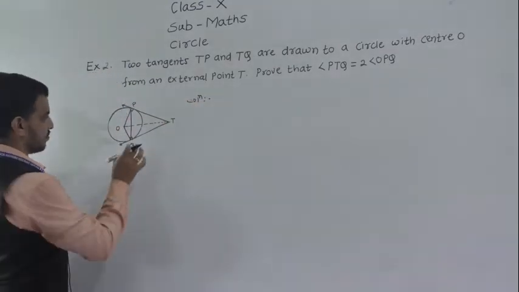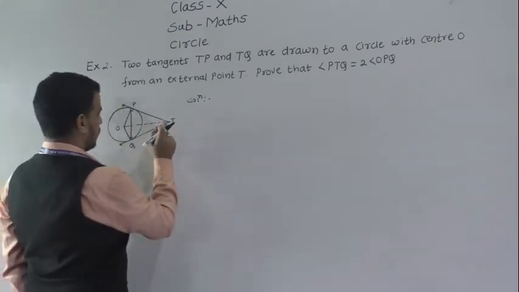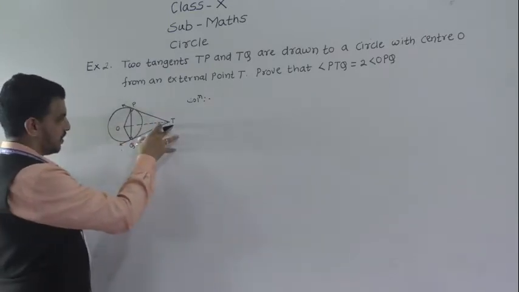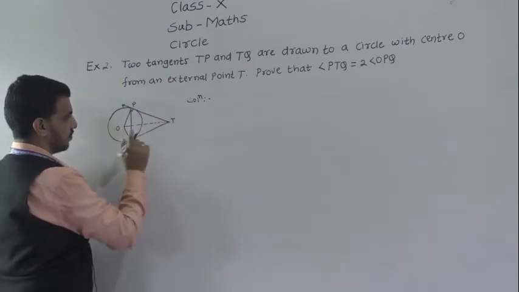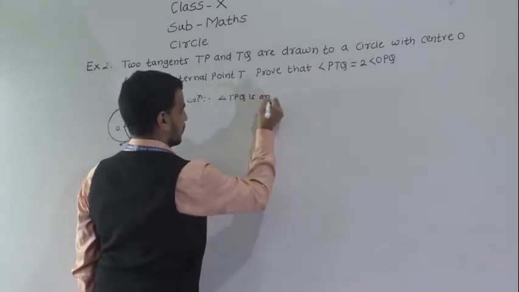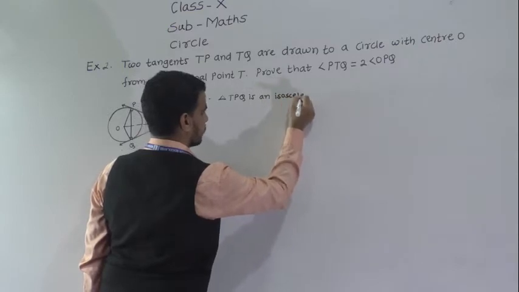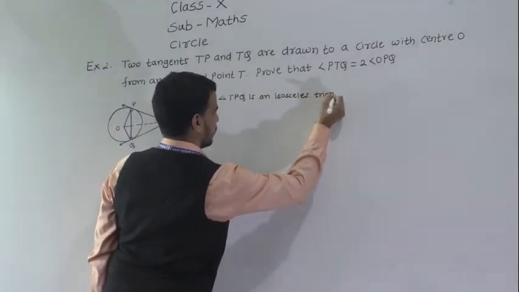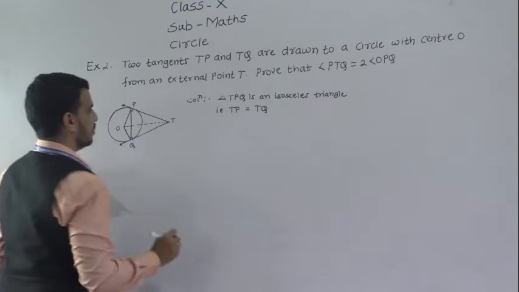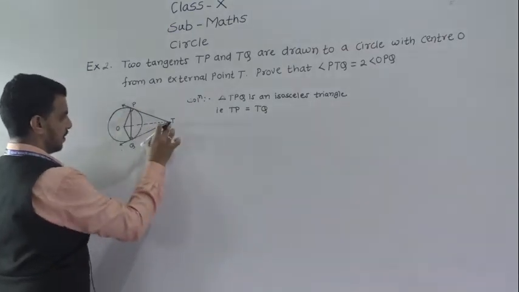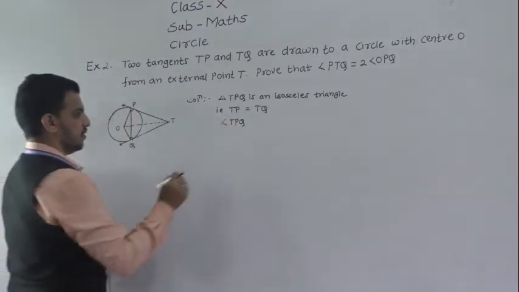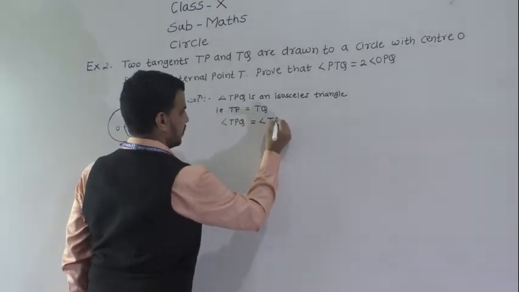first we have to use angle sum property in this triangle TPQ. Now here triangle TPQ is an isosceles triangle because TP and TQ are two tangents drawn from an external point T. So these two tangents are equal. So first we have to write triangle TPQ is an isosceles triangle, that is TP is equal to TQ. Okay, and angle TPQ and angle TQP are also equal because in an isosceles triangle base angles are equal, therefore angle TPQ is equal to angle TQP.